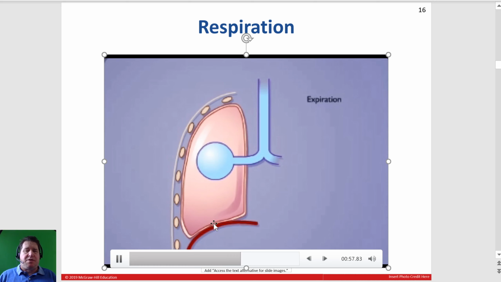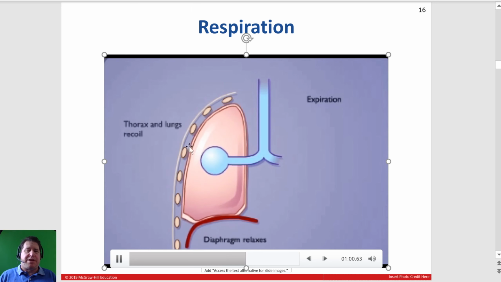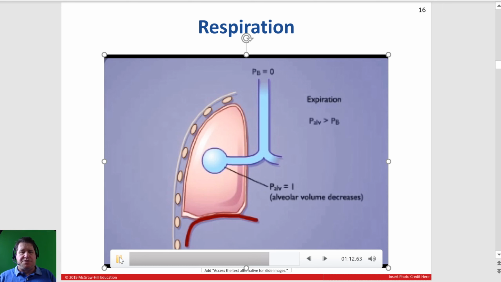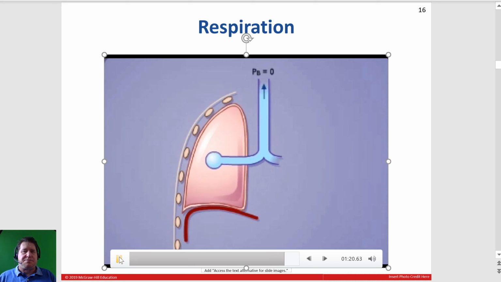In expiration, volume decreases, diaphragm relaxes, and the thorax and lungs recoil. So in other words, with the recoiling, the thorax returns to its original state. The lungs recoil because of the stretch that you just gave them, and the diaphragm relaxes so it springs back to its original shape. So this causes a decrease in the volume, but an increase in the pressure. With higher pressure, it follows the pressure gradient and the air flows out. And then once they're equal again, you're back to where you started.